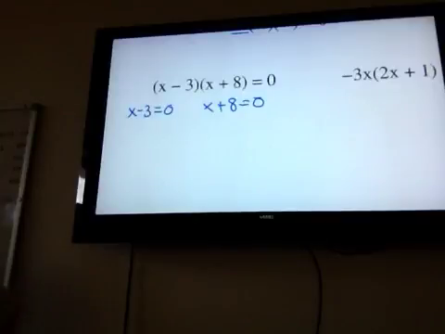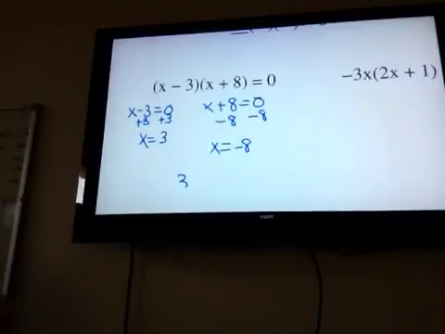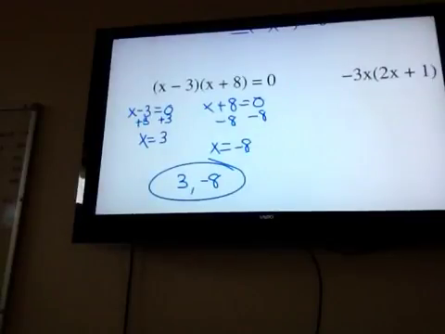Solve for x. Add 3. So x is 3. Subtract 8. And x is negative 8. So 3 and negative 8 are my 2 solutions. Now let me show you that it works. We won't check it every time, but I'm going to show you on this first example that it works.